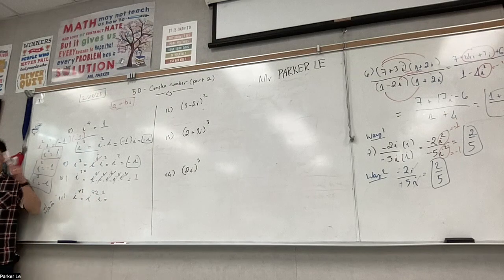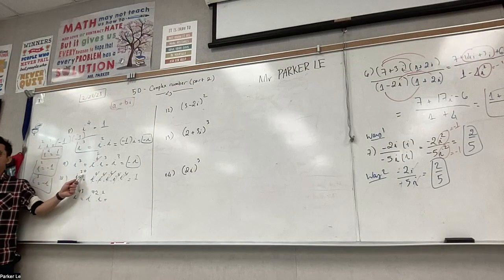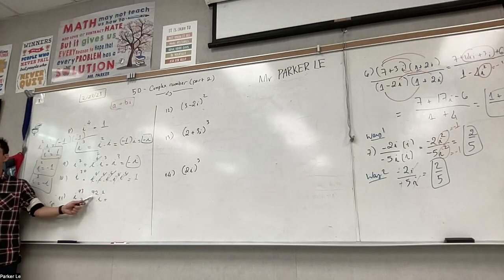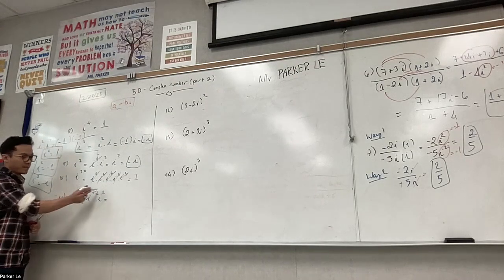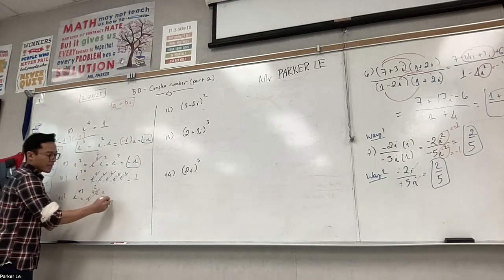So, long story short, whenever the power can be divided by 4, it is equal to 1. Does it make sense? Like 20, 20 can be divided by 4, that's why you have 1. 72, 72 can be divided by 4, so this one is equal to 1. So what we have left is just i.